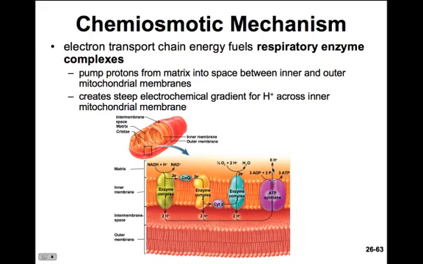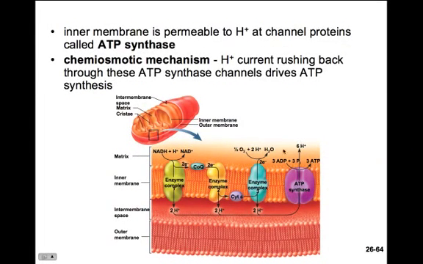And as these hydrogens whiz through this spinning door, we'll see that the energy is captured and phosphorylates ADP in order to make ATP. So the chemiosmotic mechanism following the electron transport chain is the prime site for ATP synthesis in the process of cellular respiration. So let's look at it again.